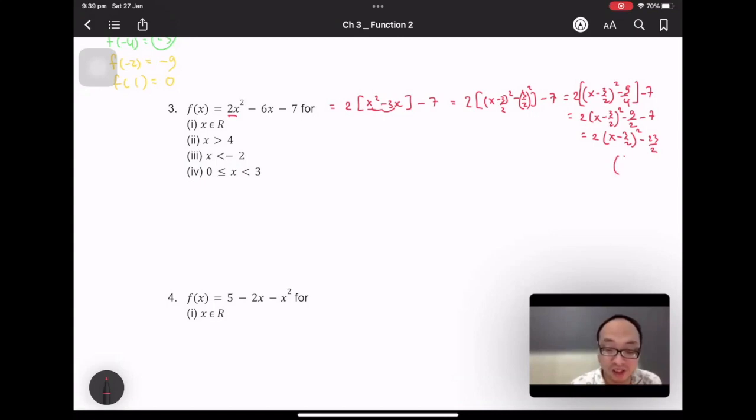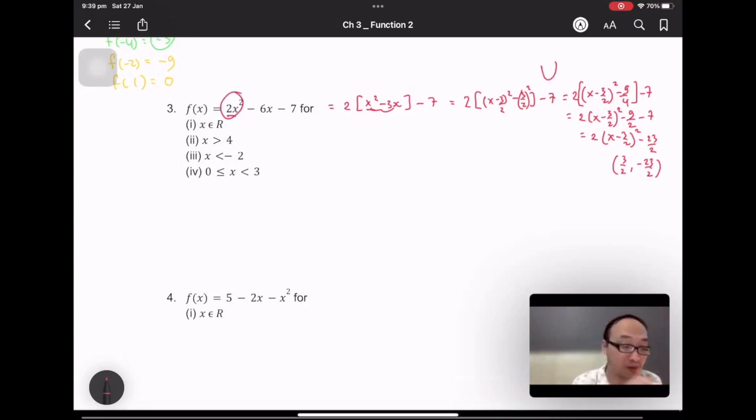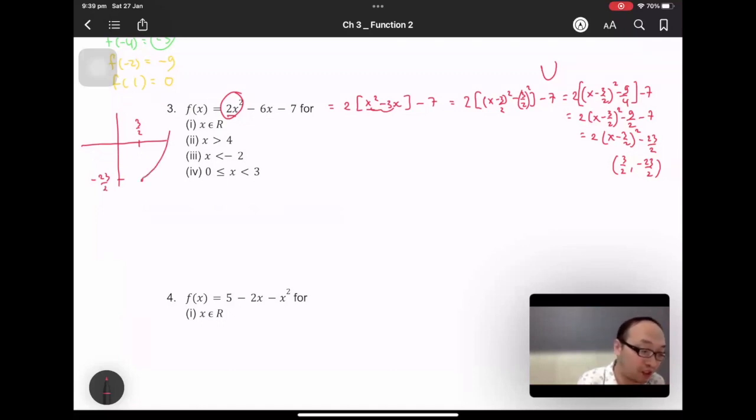So again, the vertex will be 3 over 2, negative 23 over 2, and this is a U shape. So this is 3 over 2, and this is negative 23 over 2. Here, U shape. So for the first one, x an element of the real numbers, the range will be y greater than or equal to negative 23 over 2. So it's always greater than the lowest point, the minimum point.